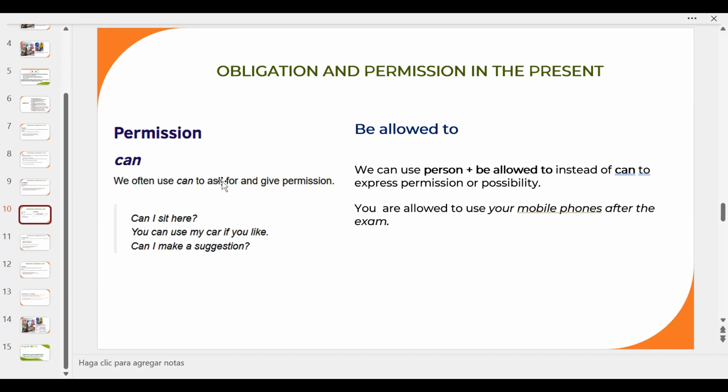Just to clarify, you already know that can is also talking about abilities, right? In that context, we can't use it with be allowed to. In this case, it's only because of the context of permission, not the context of abilities. Okay.